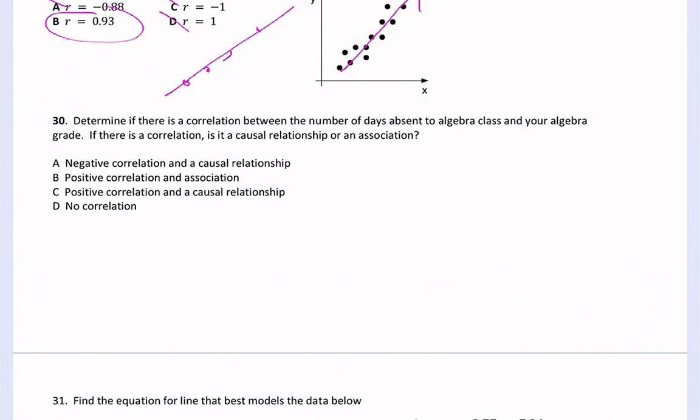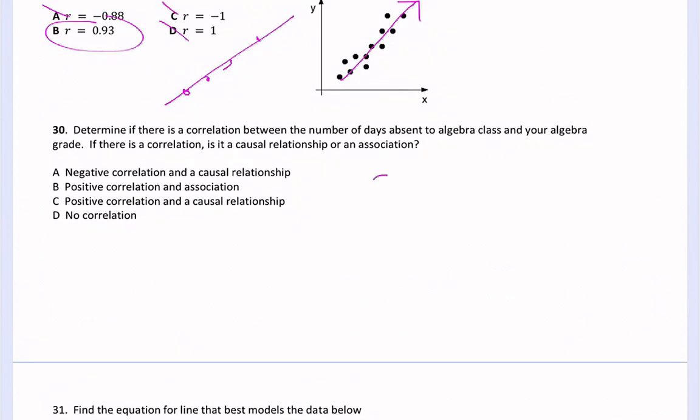All right, 30. Determine if there is a correlation between the number of days absent to your algebra class and your algebra grade. If there is a correlation, is this a causal relationship? So does one cause the other one, or just an association? Do they just share a relationship? Okay, well, let's think about how this happens.